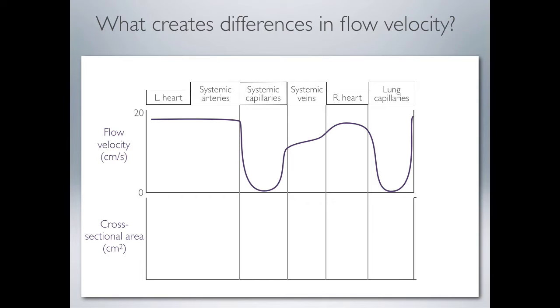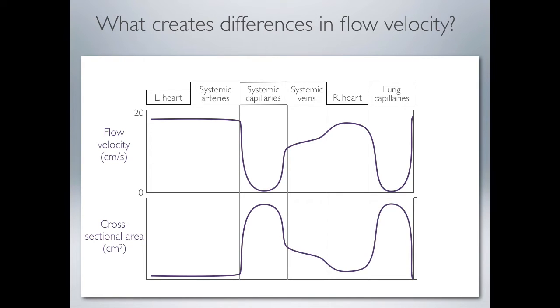Okay, this is the pattern we laid out at the beginning. We see that there are these changes in speed. We know that that's a good thing. What creates the changes in speed? Well, it's because of the law of continuity that the changes in speed are driven by differences in cross-sectional area.